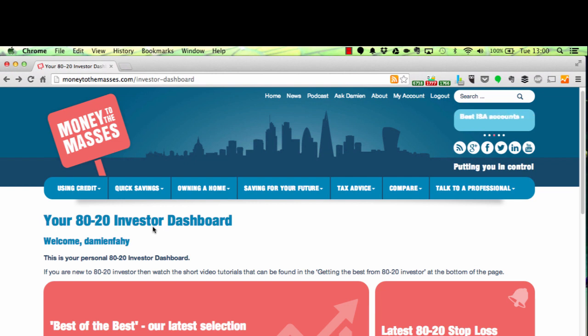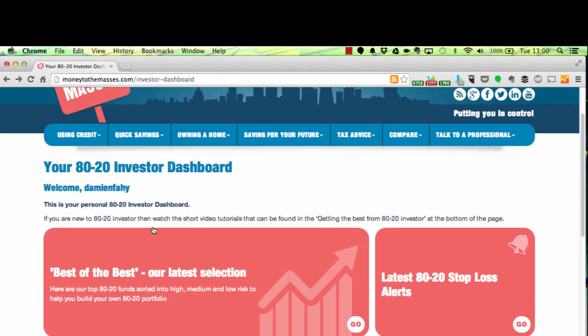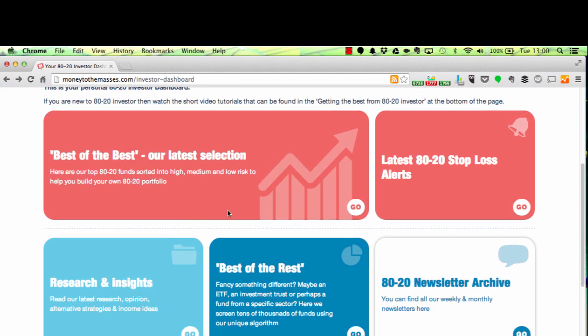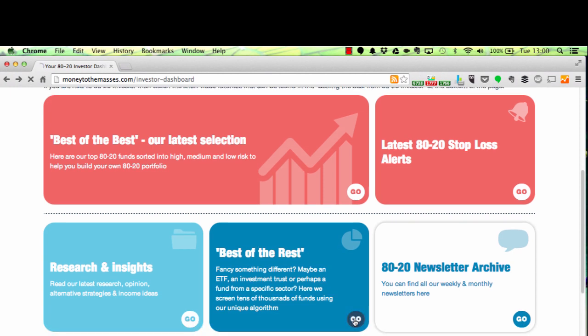I want to quickly show you how you might use 80/20 Investor to speed up your research and find the very best investment opportunities out there. Now, if you're looking for a European fund, for example, what you might do is start in our Best of the Rest section.